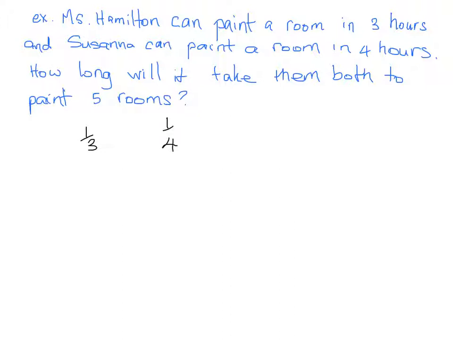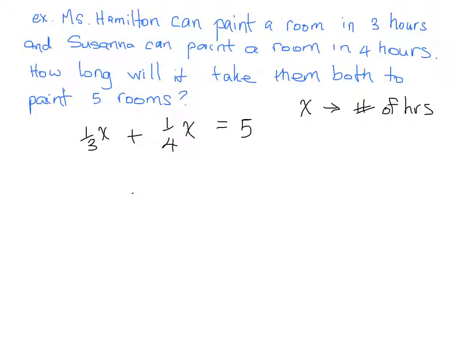Now our unknown is the number of hours that it takes them both. So let's say x is the number of hours. So now we can multiply their rates by the time. So 1/3 x and 1/4 x. This will tell us the number of rooms that Miss Hamilton paints, and this will tell us the number of rooms that Susanna paints. So when we put that together, 1/3 x plus 1/4 x, we want it to be equal to 5, because in this case, and that's the only difference with this question, they're not doing one thing, they're painting 5 rooms.